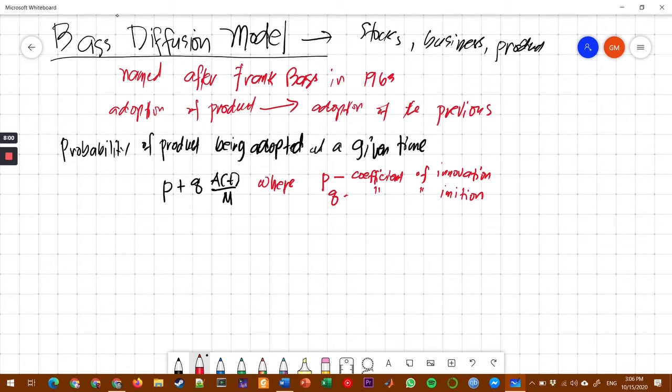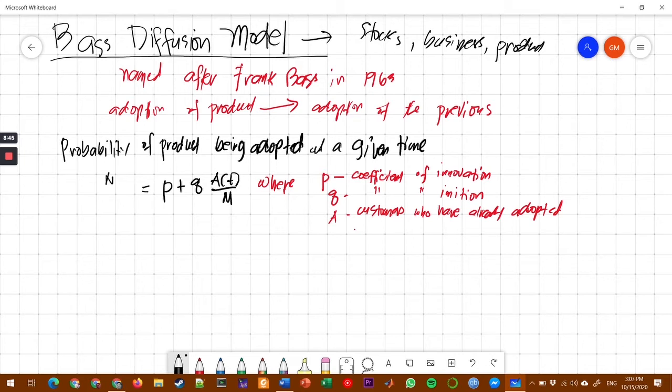So it talks about the probability that the product will be adopted at a given time. A here is the cumulative number of customers who have already adopted the product, summed up over time. So this probability is actually equivalent to this ratio.